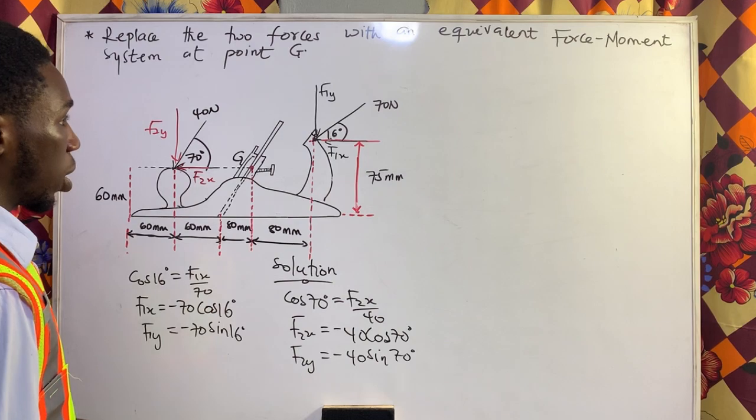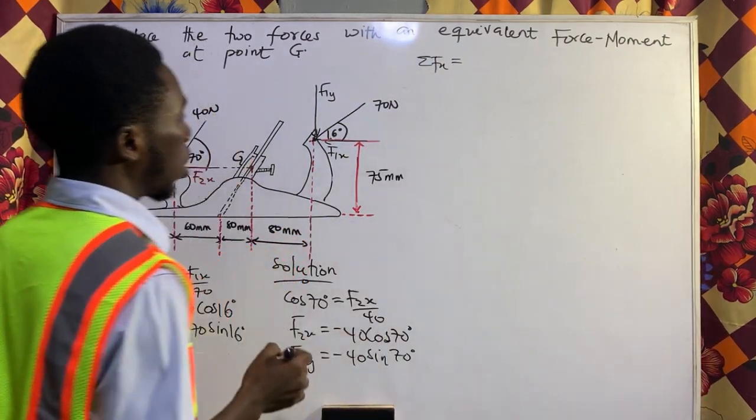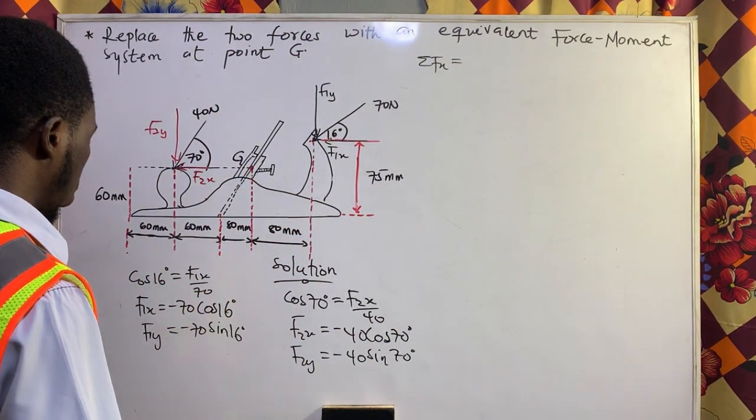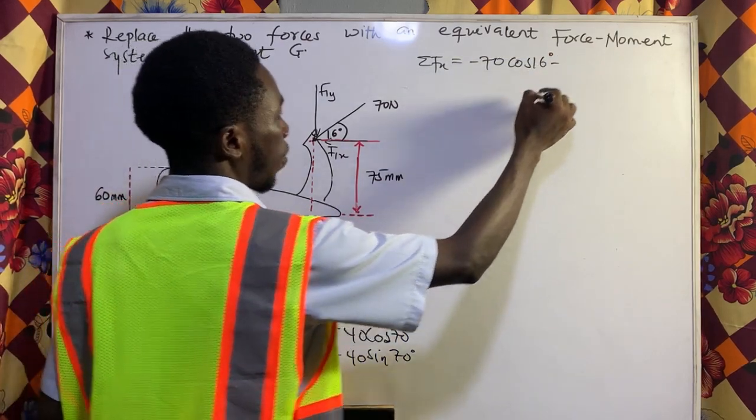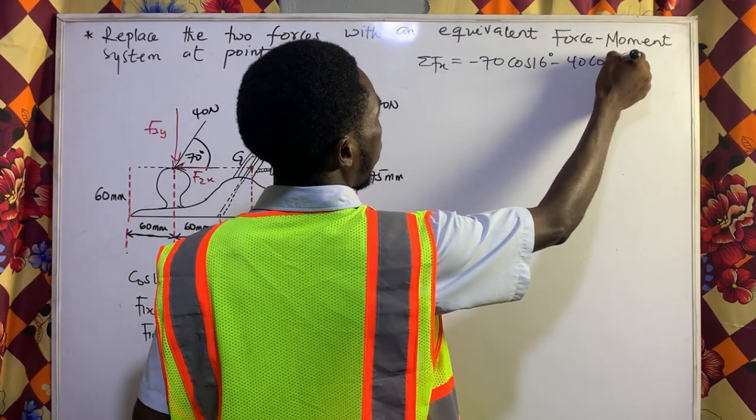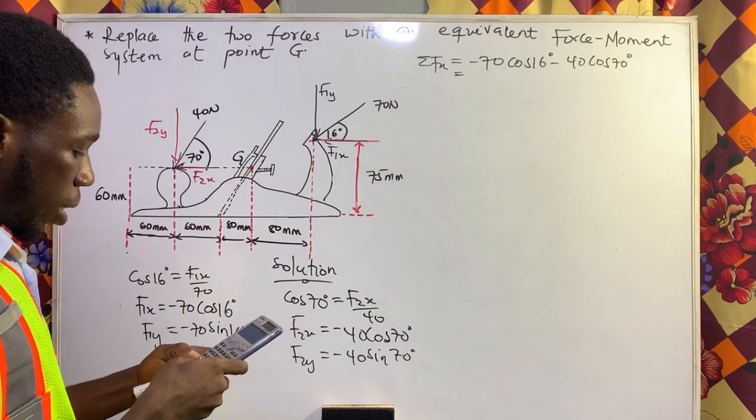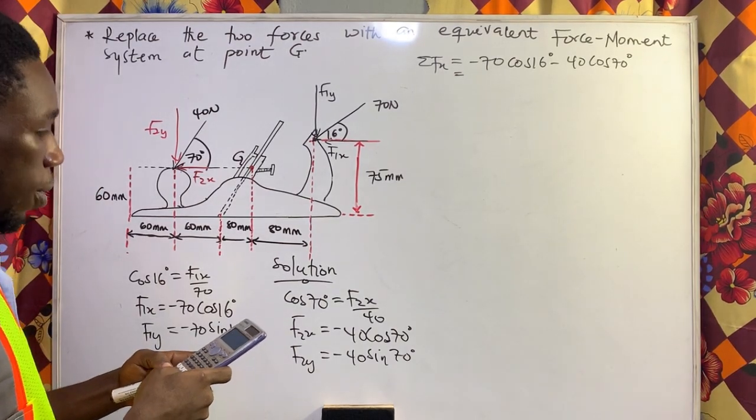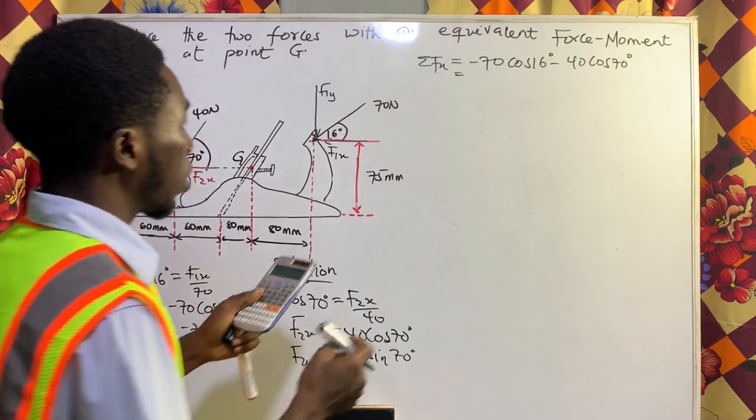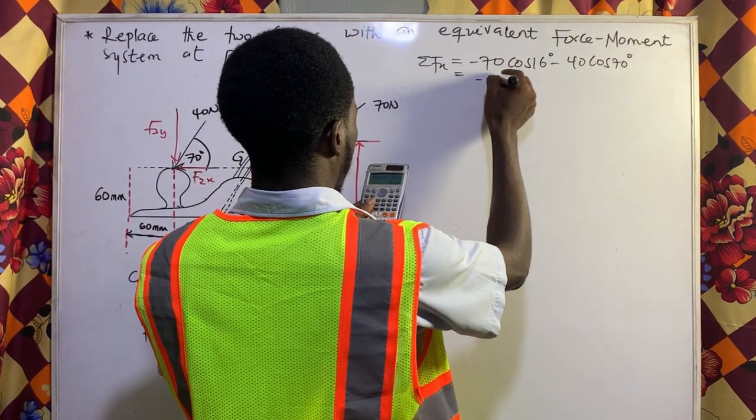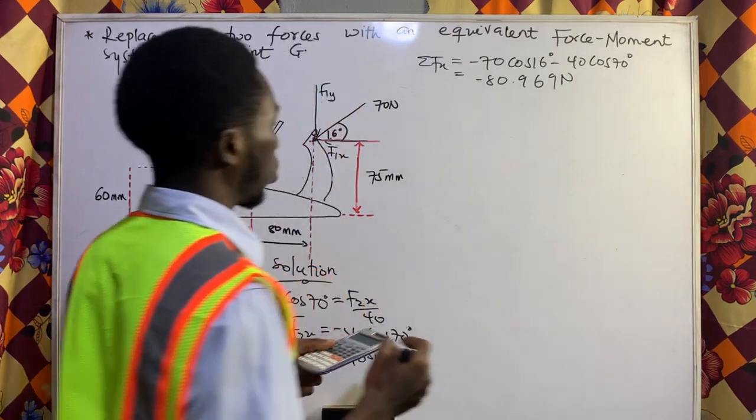So now let's find the resultant of the components. You're going to have the sum of forces in the x-axis direction. So we are going to have minus 70 cosine 16 degrees minus 40 cosine 70 degrees. Let's see what you're going to get. That gives us a value of minus 80.969 newtons.